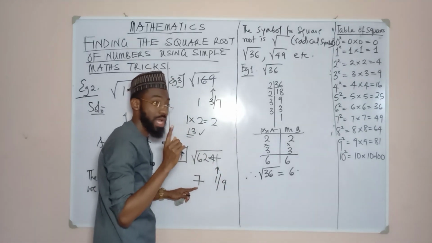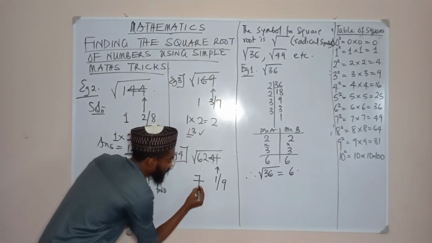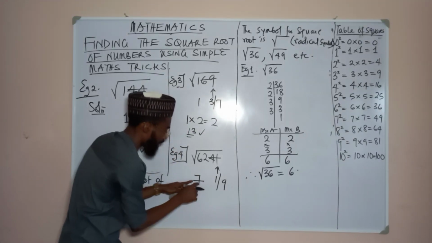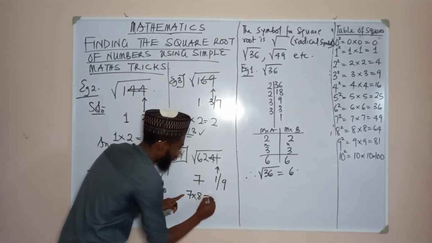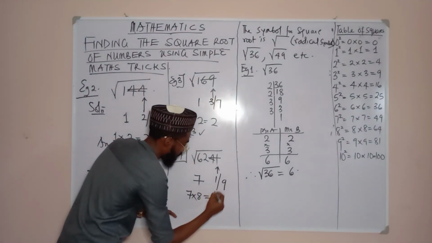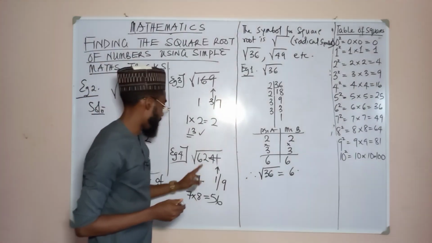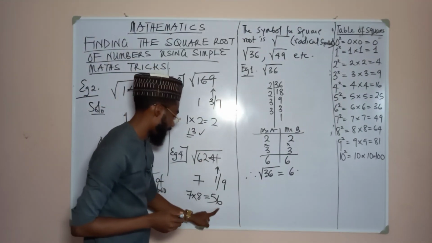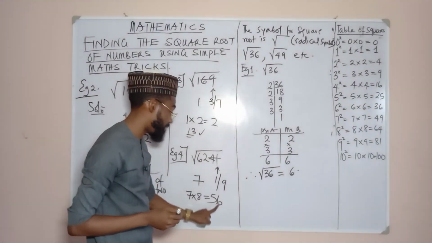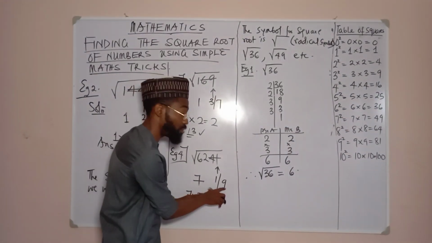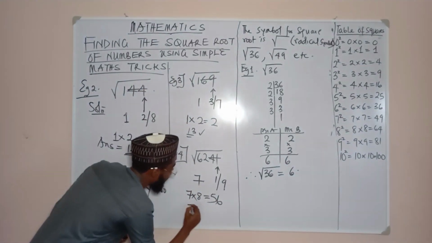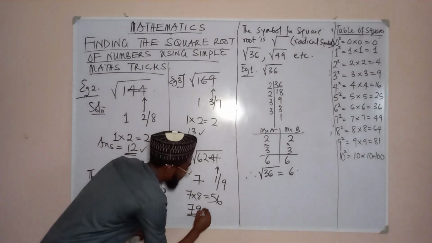How do I know how to pick the correct answer? Multiply this 7 by the number following 7, which is 8. 7 times 8 will give you 56, if I'm not mistaken. And then compare this and this. You'll notice that 62 is bigger than this 56, which means we're going to choose the bigger number. So our answer here is going to be 79.